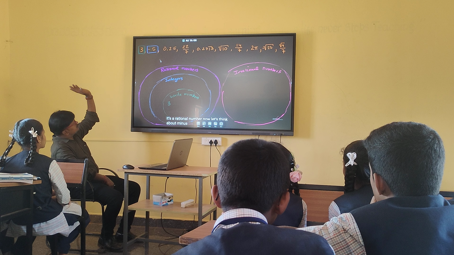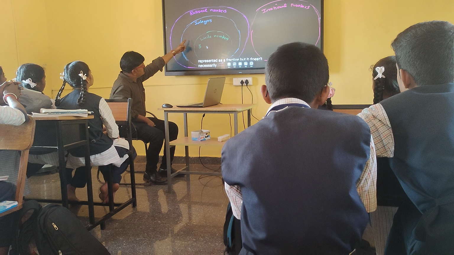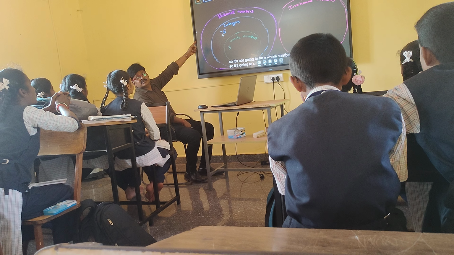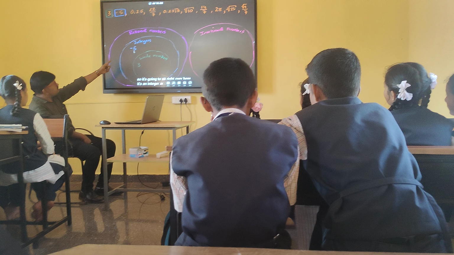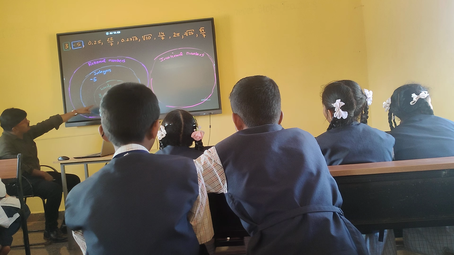Now let's think about minus 5. Now minus 5 can also be represented as a fraction, but it doesn't necessarily have to be, but it is negative. So it's not going to be a whole number. So it's going to sit right over here. It's an integer, and if you are an integer, you are definitely going to be a rational number, but it's not a whole number because it is negative.